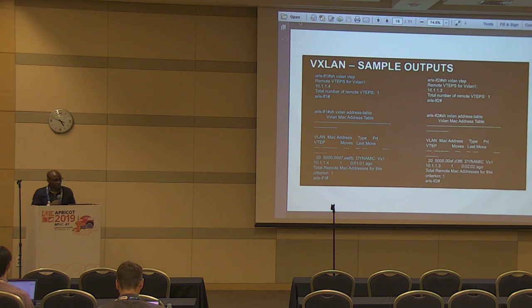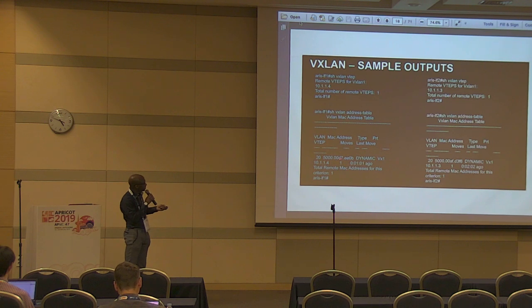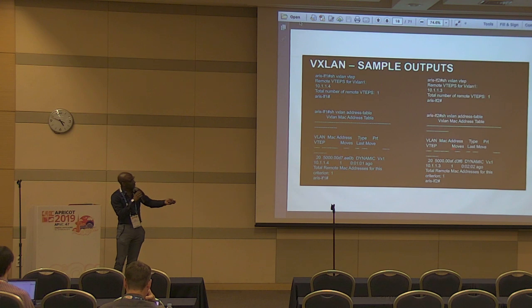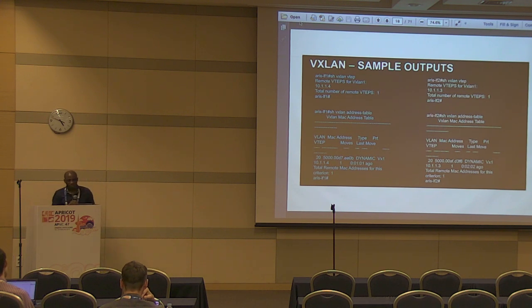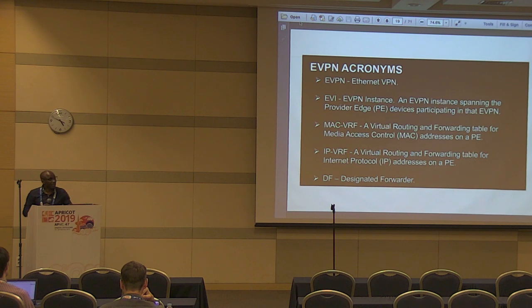So here, what I'm showing is the MAC addresses being learned from the remote. You can see over that VTEP, this MAC address is learned dynamically via the VXLAN tunnel. This is the remote VTEP. And again, the same applies to the other side as well. And that concludes VXLAN. Any questions on VXLAN before we move on to EVPN?